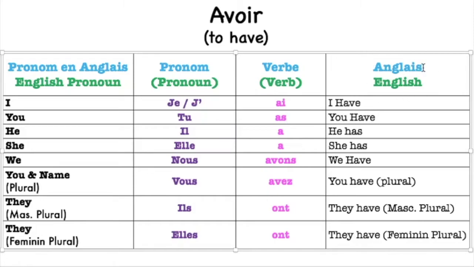And on the last column, we have the pronoun and the verb. I guess you can call it a very basic sentence in English. So let's look at this first. We have I have, you have, he has with an S, she has with an S, we have, you have, they have, and they have. If you notice, there's a change when you get to he and she. Instead of having a VE, it ends with the letter S.